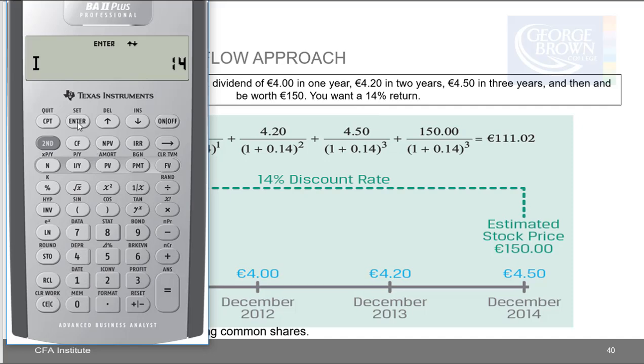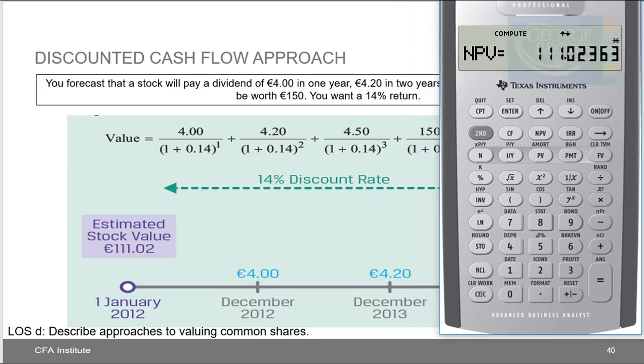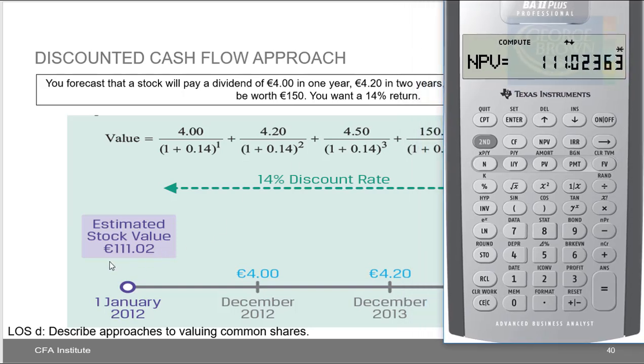So I'm just going to click 14, hit enter, arrow down, and this is when I compute. So I'm calculating a stock price of €111.02. Move that aside, and ta-da, there we go, estimated stock value 111 euros.02. Again, that's a nice to know, not a need to know.